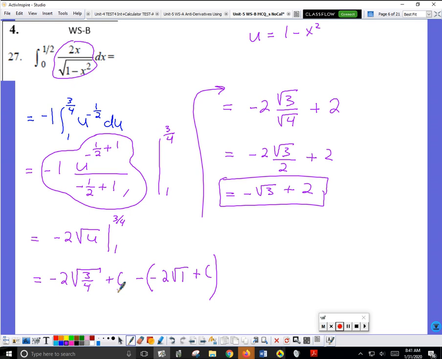So whenever you're finding an antiderivative and then you're computing, the C doesn't matter, because it will always subtract out anyway. So no one ever writes it. Does that answer your question? Anybody else? Anything else here? Awesome.